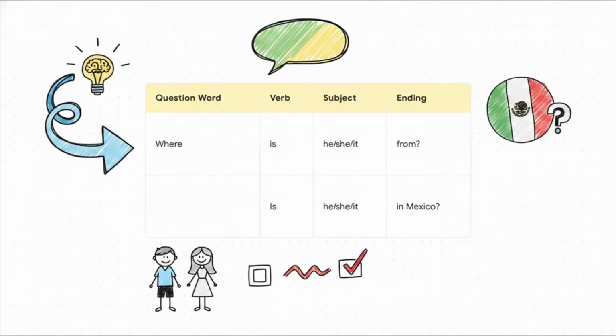And the beauty of this flip is that it works flawlessly whether you're asking a simple yes or no question or if you're asking a where question. For a yes-no question, you just start with that verb. Is he in Mexico? But what if you need more details, like a location? Easy. You just stick your question word right at the very front of the whole thing. Where is he from? The core structure, that flipped is he, doesn't change at all. It's such an elegant system.